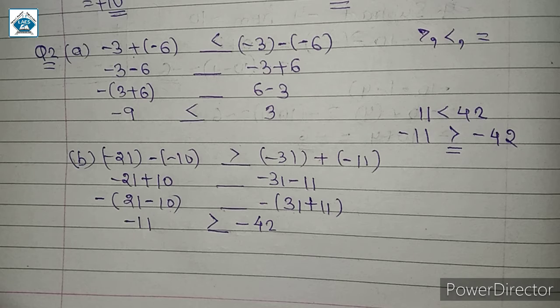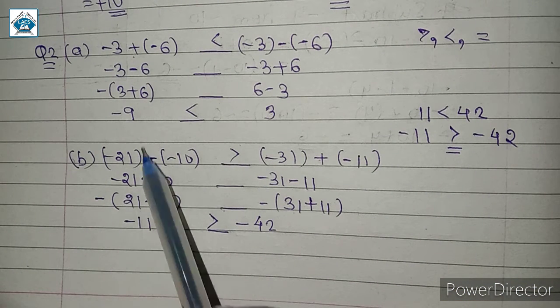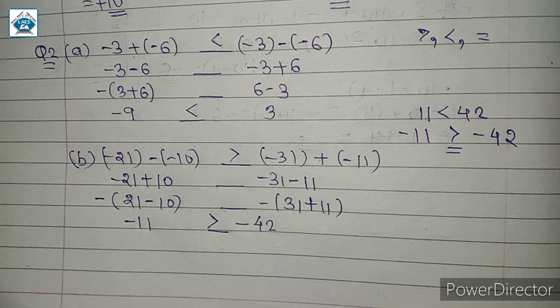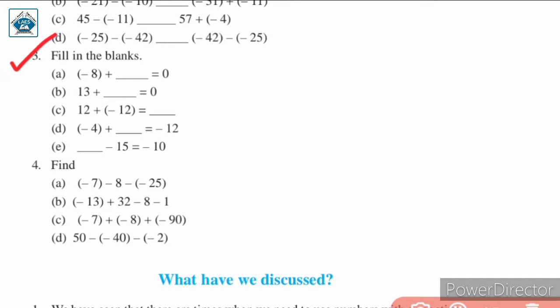वहाँ पर भी आपको इस तरह से solve करना है, and then you have to write the solution in your notebook after solving them in detail. Question number 3. Fill in the blanks. A. Minus 8 plus dash is equal to 0. We have already discussed about additive inverse. So here minus 8 के साथ ऐसा क्या ऐड करेंगे कि हमें 0 मिलेगा? So the answer is plus 8. So minus 8 plus 8 is equal to 0.